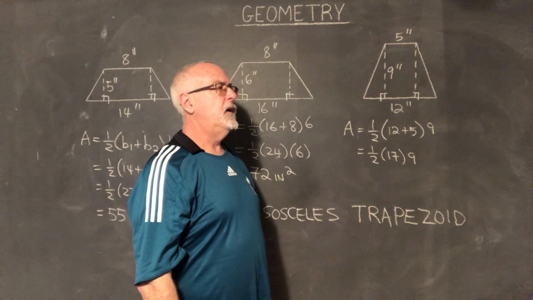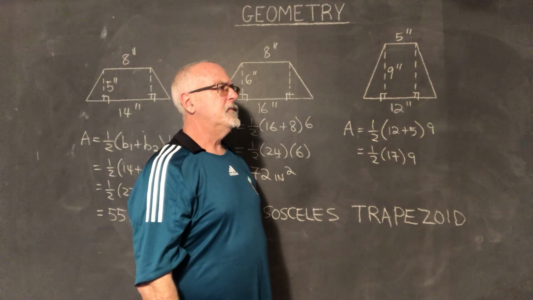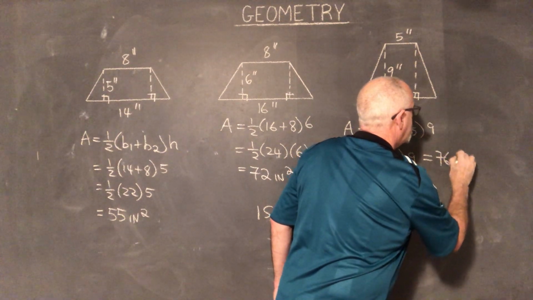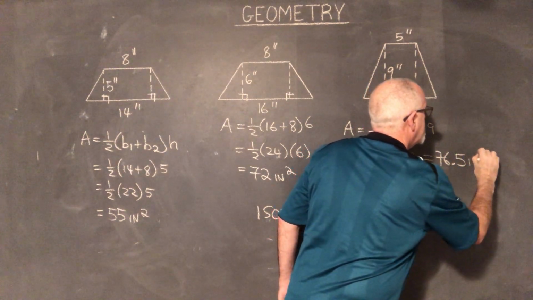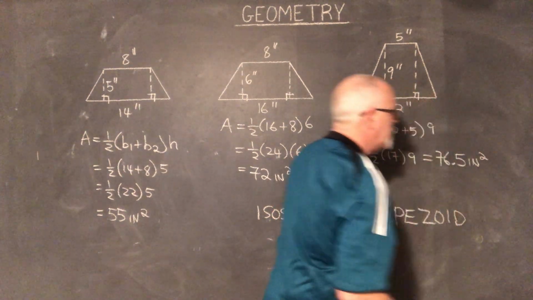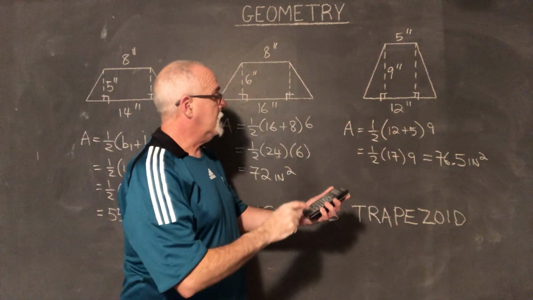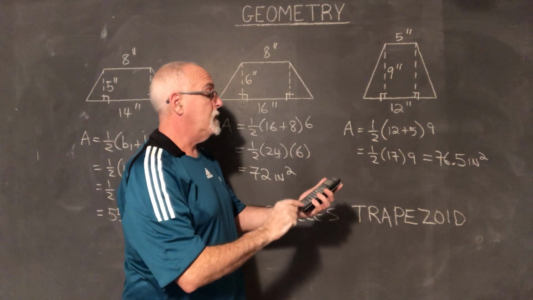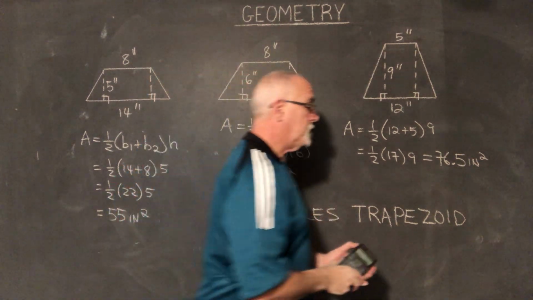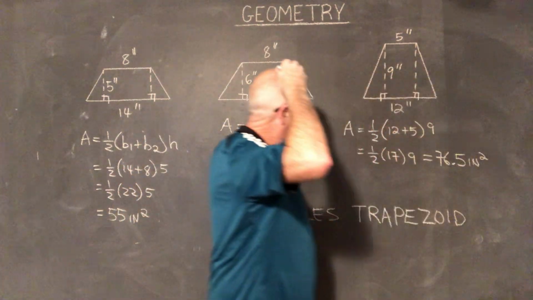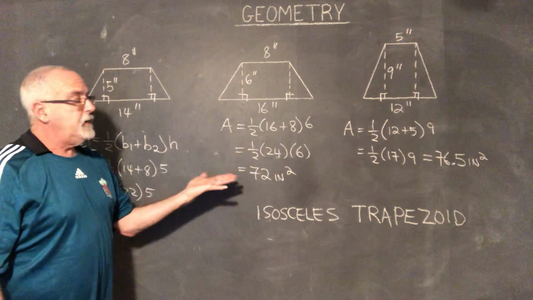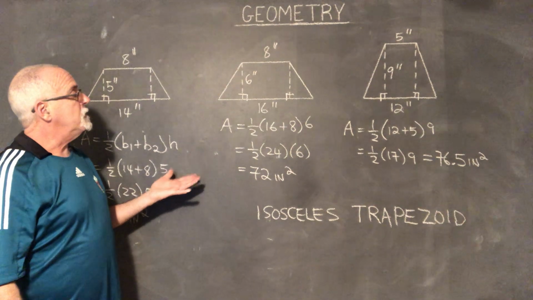72. Is it going to be 76.5 square inches? Doug has learned his lesson. He's getting his calculator. 1/2 times 17 times 9. Yes, 76.5 square inches.